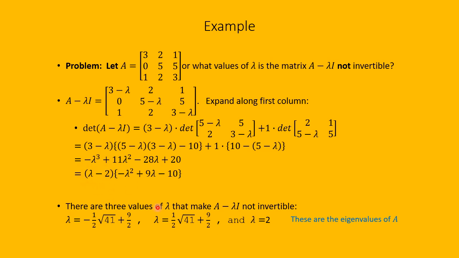Lambda minus 2 equals 0 when lambda equals 2. This quadratic factor equals 0 when lambda equals this number or lambda equals that number. They're the same, except here you have a minus, here you have a plus. We just use the quadratic formula by setting this factor equal to 0 and solving for lambda. So these are the values of lambda that make A minus lambda I not invertible. We'll find out in a later lesson that these values of lambda are called eigenvalues of the matrix A.